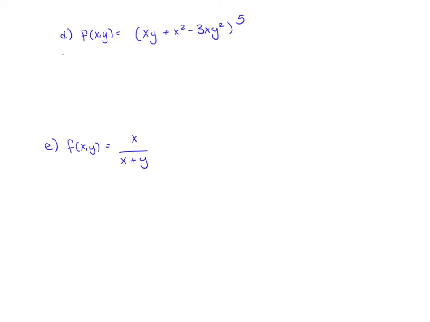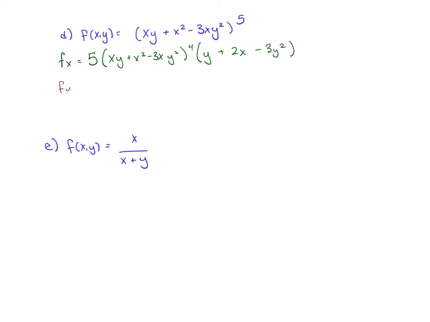So for the first one, I'm going to take my partial with respect to x. So I need a chain rule, so I've got 5 times, leave the inside the way it is, to the 4th times the derivative of what's inside. I'm taking the derivative with respect to x, so the derivative of x times y is y, plus x squared is just 2x, minus the derivative of 3xy squared is just 3y squared. So that's going to be the derivative with respect to x.